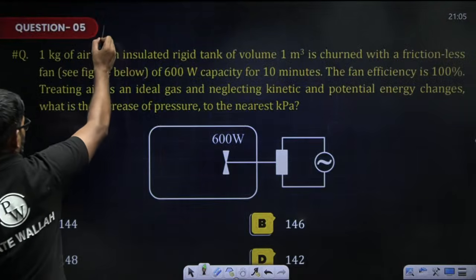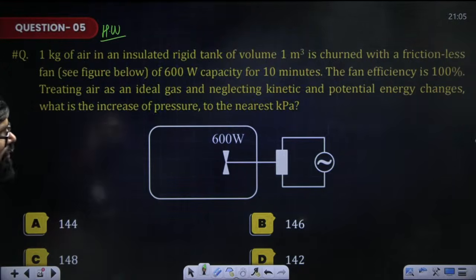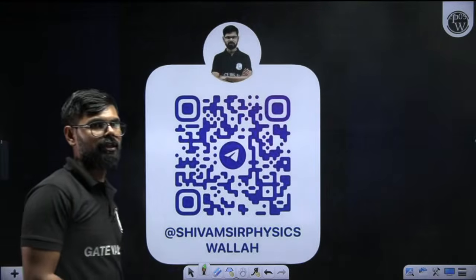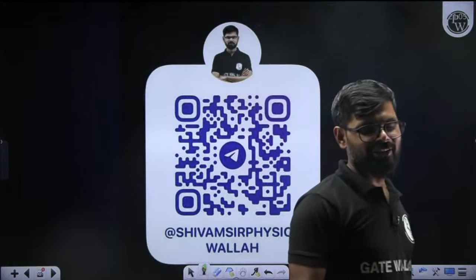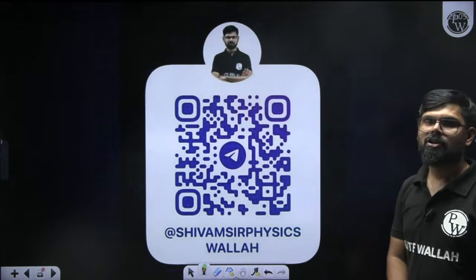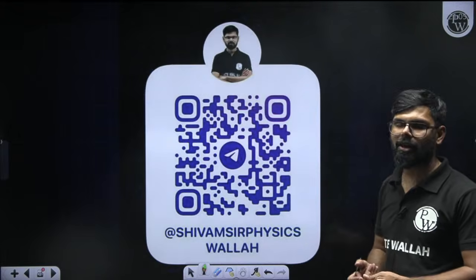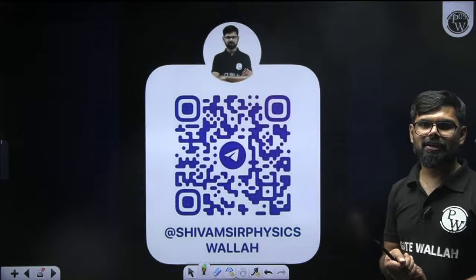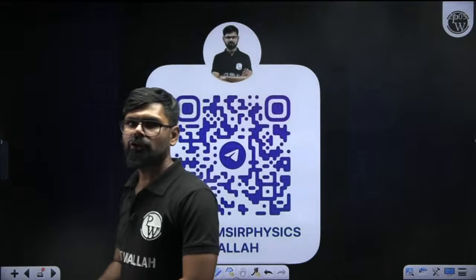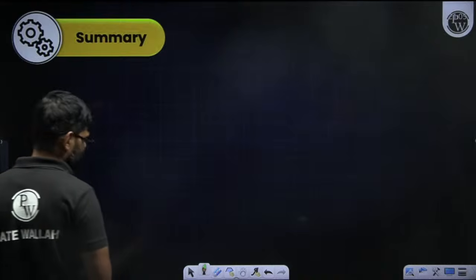Now this is a homework problem. Today only one homework problem, okay? If anyone has any confusion, you can connect with me on this particular Telegram channel. I request everyone to join this Telegram channel, Shivam Sir Physics Wallah, and if you have any kind of confusion, you can just let me know, okay?